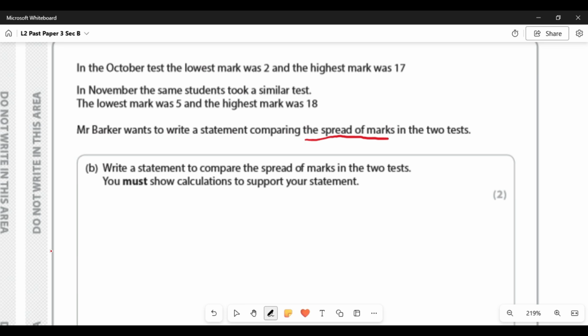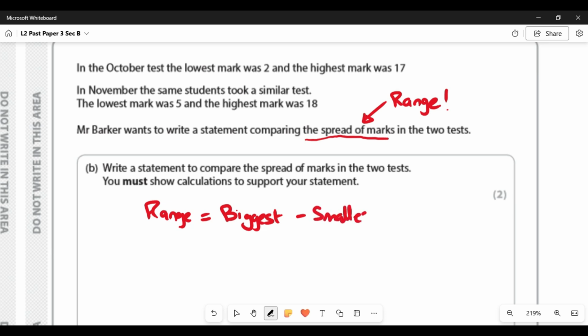When it's talking about spread of the data, or spread of marks in this case, it's definitely to do with range. Yep. So you need a range, which is the biggest value take away the smallest value. You don't need to write this down, but I'm just showing you guys, for those of you who are not sure, or if you've forgotten, obviously we need the biggest one, take away the smallest one.